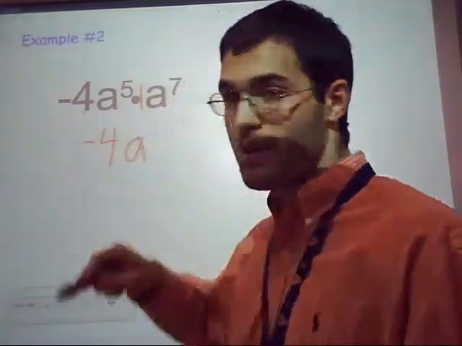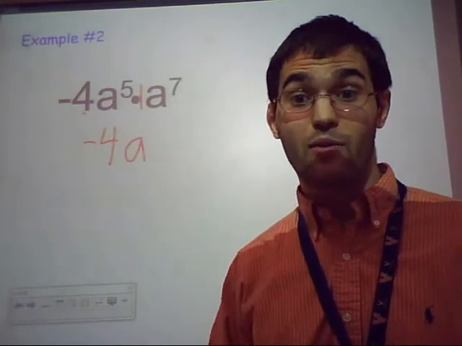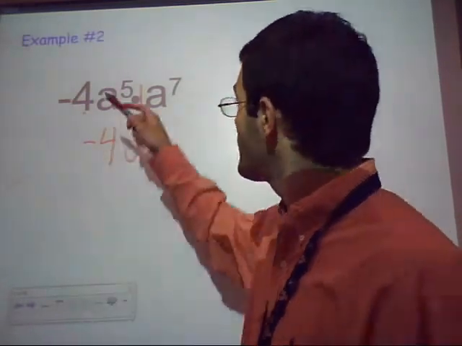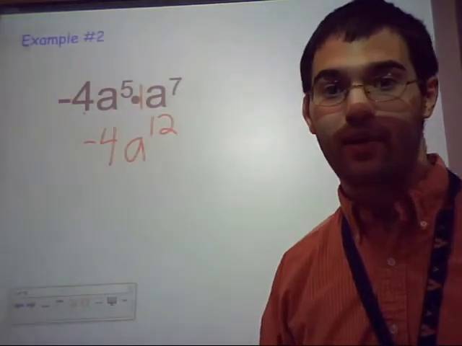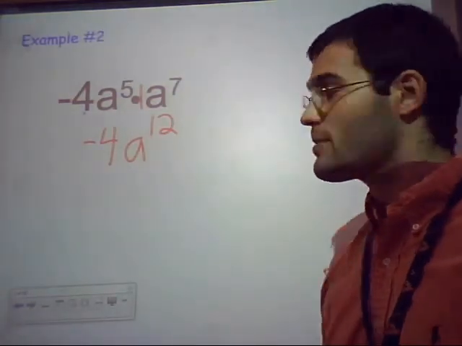I write down my base of a, and then what do I do with the exponents? I add them. 5 plus 7 equals 12. So that's my simplified expression, -4a to the power of 12.